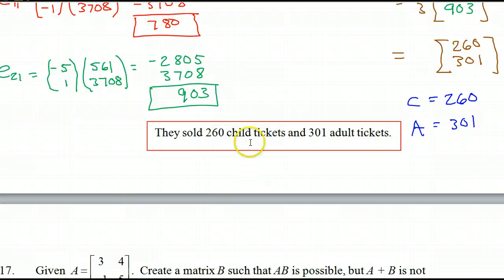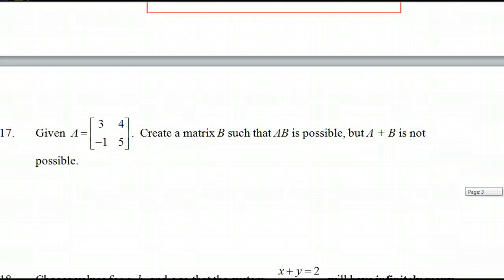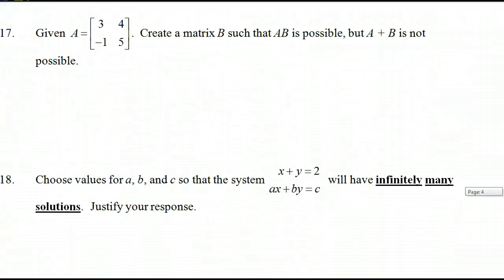They sold 260 child tickets and 301 adult tickets. And that's how you wrap up a word problem. Alright, so that was it for number 16. Let's move on to number 17.